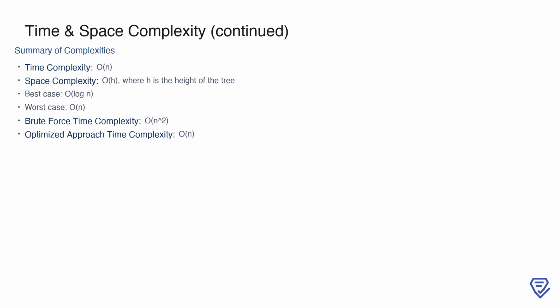To summarize, the optimized solution has a time complexity of O(n), as it involves two linear traversals of the binary tree. The space complexity is O(h), where h is the height of the tree. In the best case, for a balanced tree, the space complexity is O(log n), while in the worst case, for a skewed tree, it is O(n).